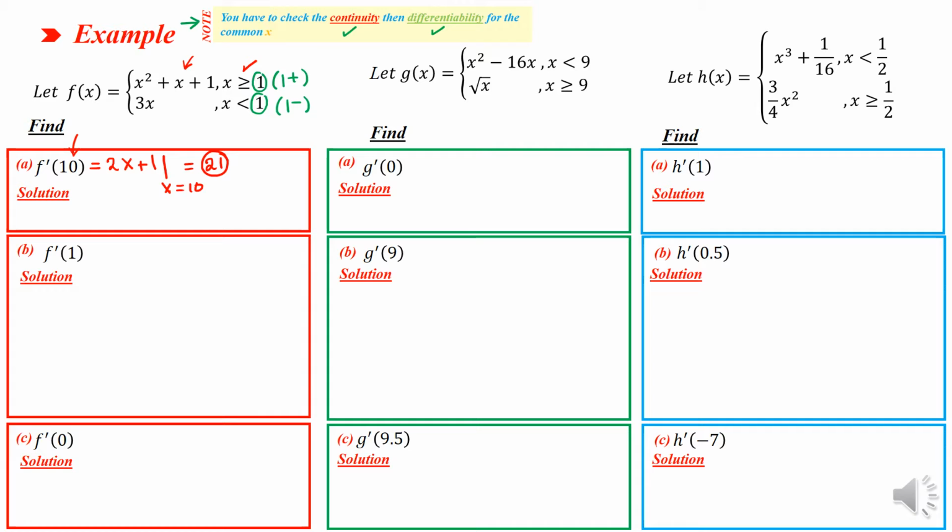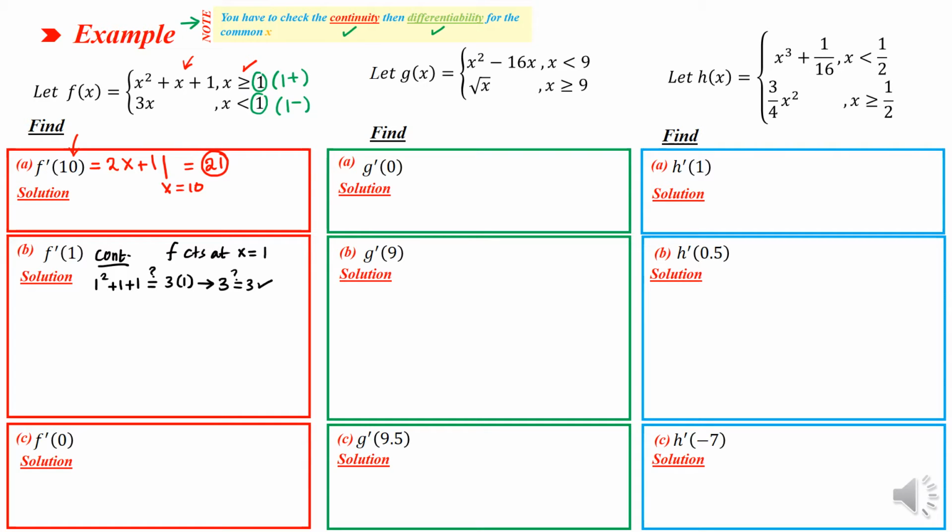So before you start to find the derivative at x equals 1, you have to check the continuity around x equals 1. And simply to check the continuity, what you have to do is substitute x equals 1 in both functions you have. And you will get 1 squared plus 1 plus 1. And you have to check whether this equals 3 times 1. This is a simple operation, and this gives us that 3 equals 3, which means that f is continuous at x equals 1.